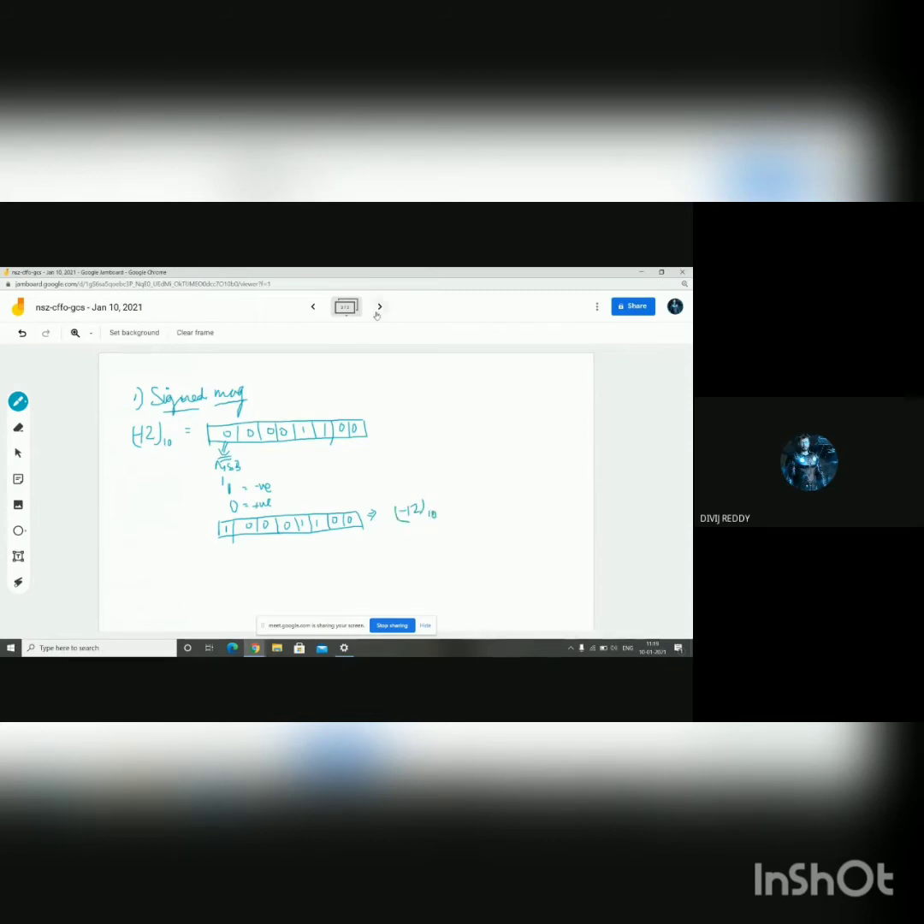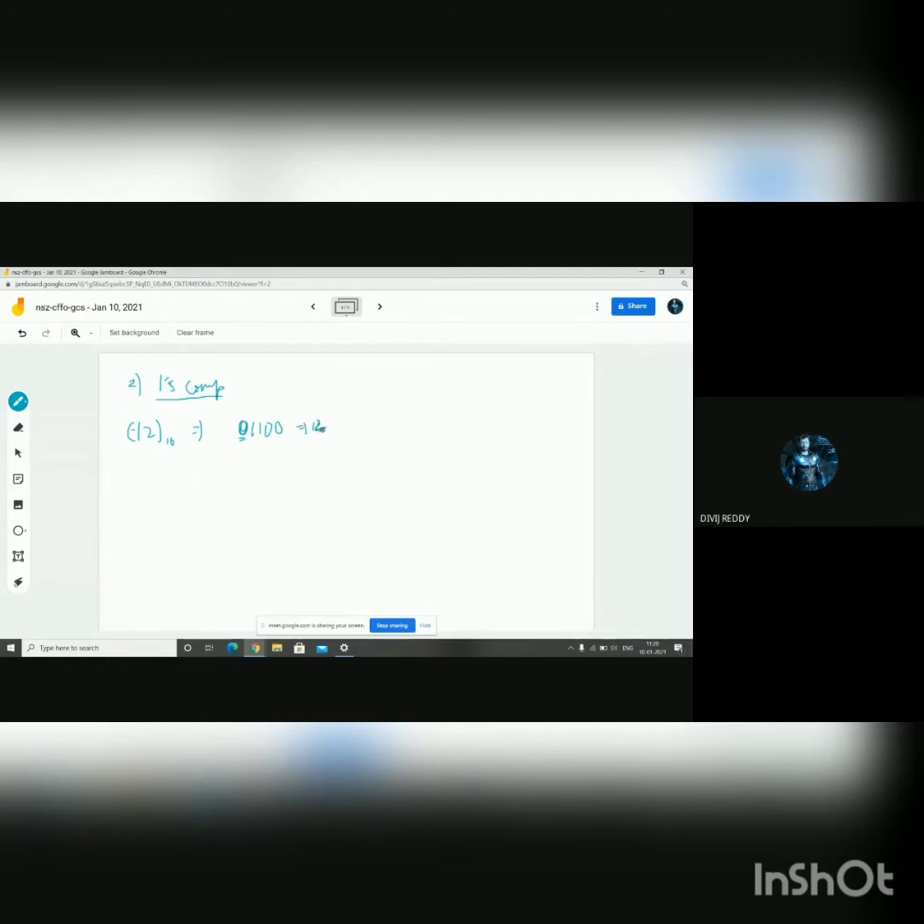Now let us discuss the second way, one's complement method. In the one's complement method, again, for example, we want to write the binary code for minus 12. So we have to take the normal binary code of 12 first, with the most significant bit 0 because it is a positive number. It is the binary code of 12.